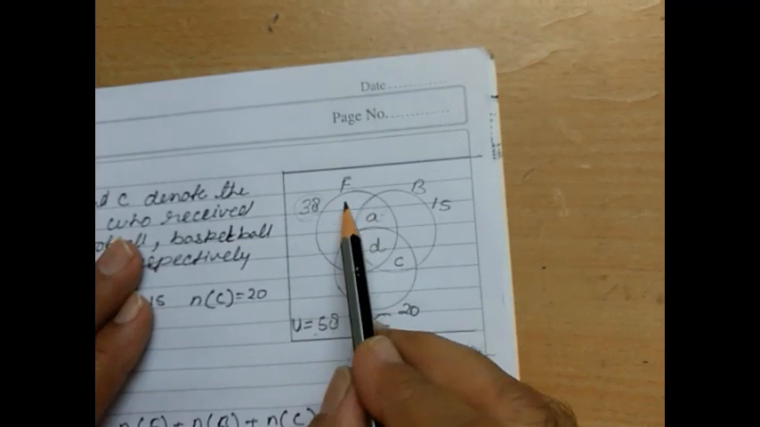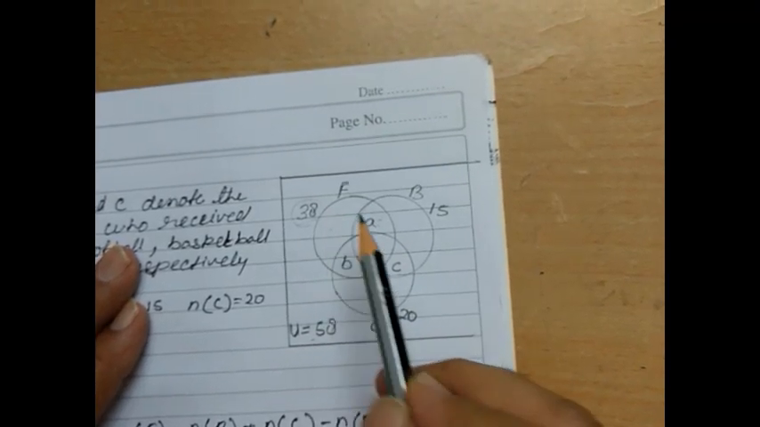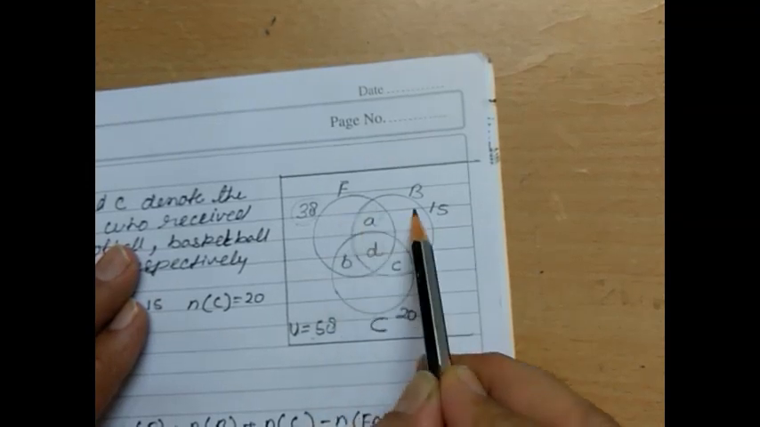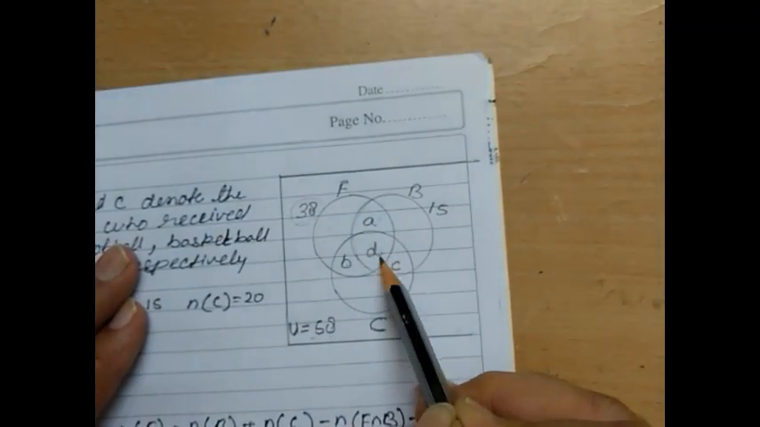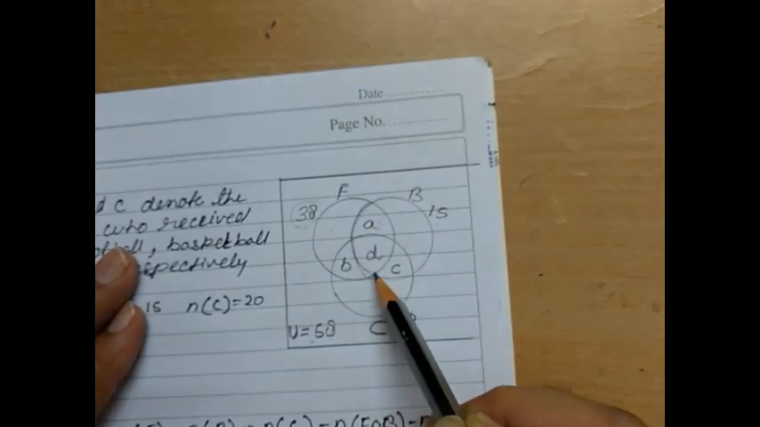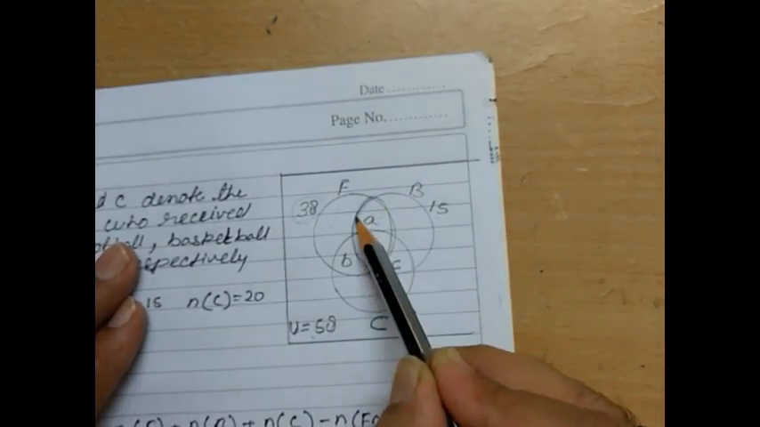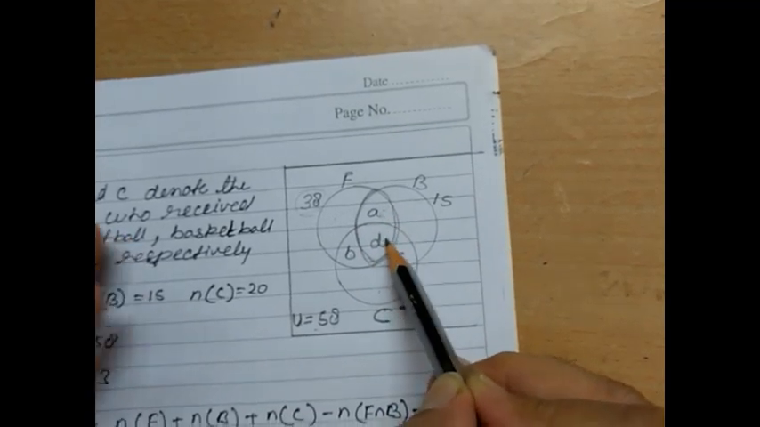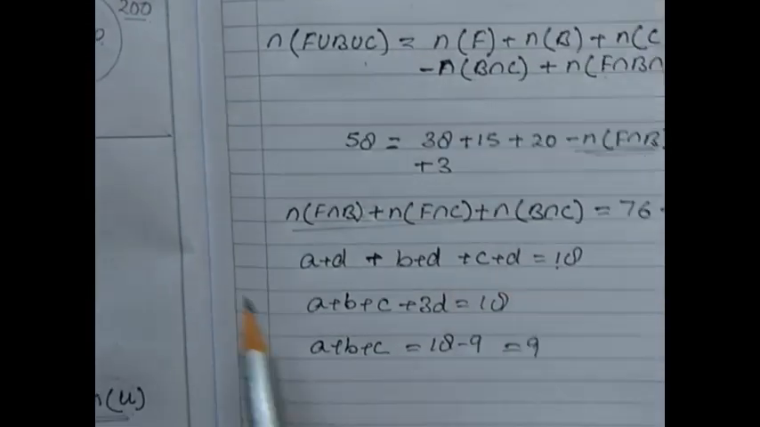When we are talking about the number of medals won by the people who played football and basketball, that is A plus D. It is not only A. This portion is comprising this. I hope you are getting it. So this portion is what? A plus D. So here the same thing I have written.